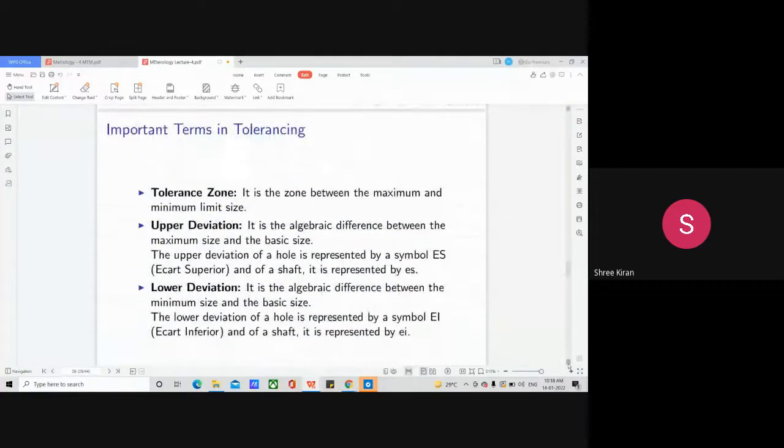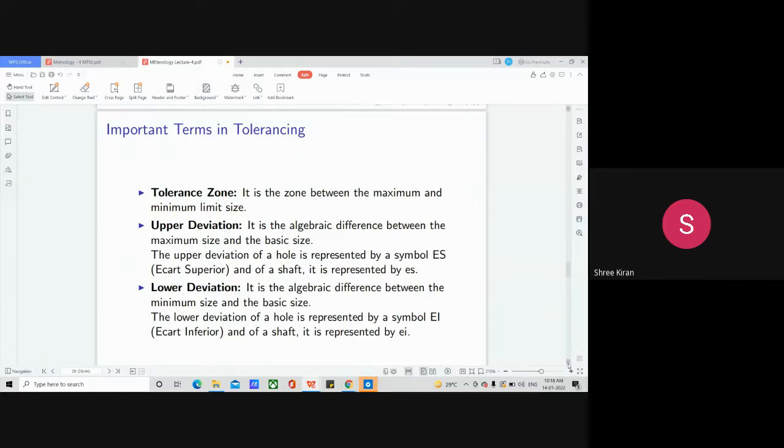It is a zone between the maximum and minimum limit size. That's what happens. In the case of this, the tolerance zone means the zone between the maximum and minimum limit size. And the upper deviation we have already discussed. It is the algebraic difference between the maximum size and the basic size.